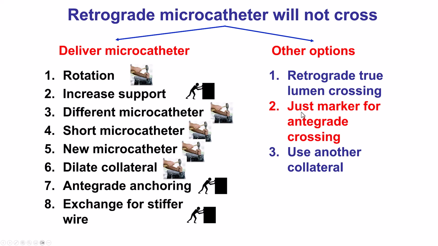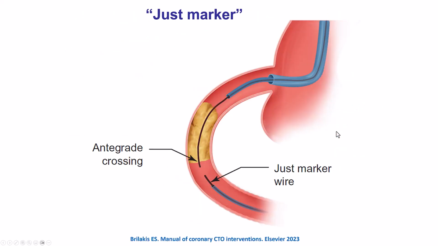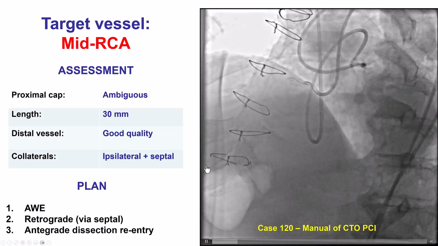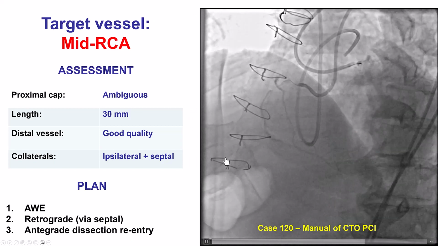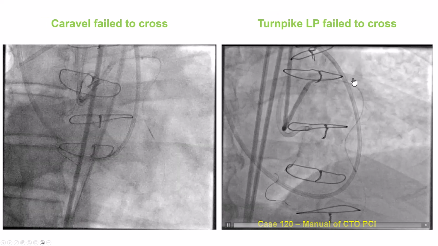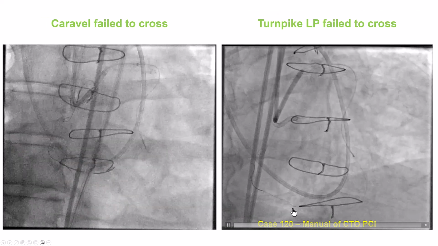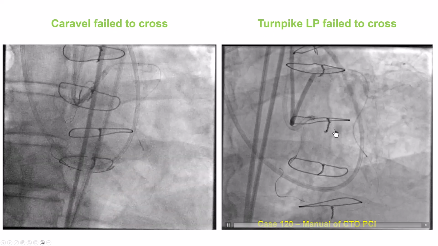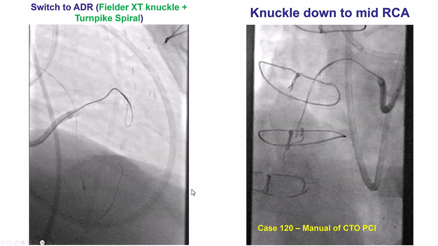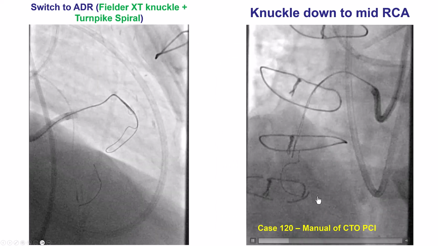The second option is to use the retrograde wire as the marker for an Antegrade wire to cross. And this is an example. We have a retrograde wire, and now we're using this as the marker to direct our Antegrade equipment. This is an example of a case of a right coronary artery CTO, previous bypass patient. We were able to go retrograde through septal collateral, try different microcatheters, Caravel, Turnpike LP. We were unable to cross through the collateral into distal true lumen.